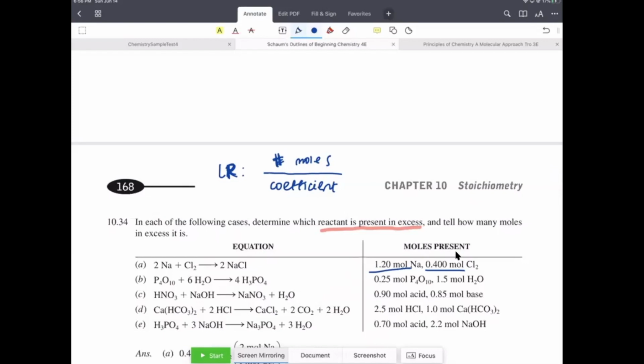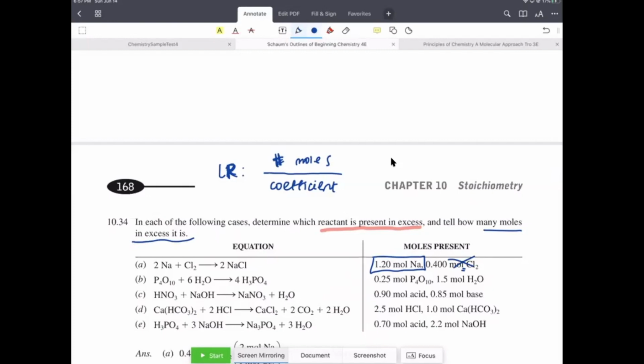Right, it would be Cl2, and that's because all we have to do is divide by 2 in this case, divide by 1, and Cl2 is smaller, so that one is limiting. So knowing that Cl2 is our limiting reactant, which one is present in excess? Na, right? There are only 2 options, and if it's not Cl2, it has to be Na. Okay, so how many moles in excess is it? So this is asking us, how many moles extra do we have?